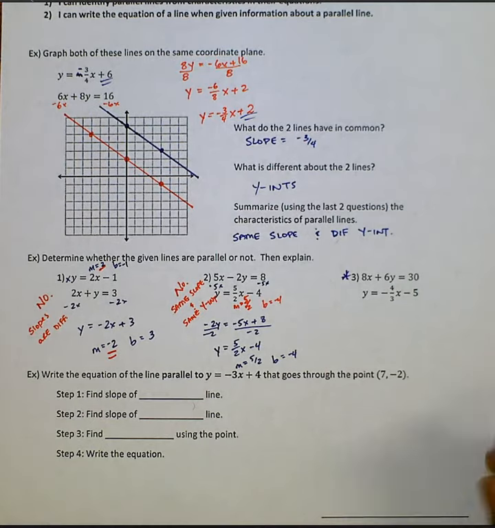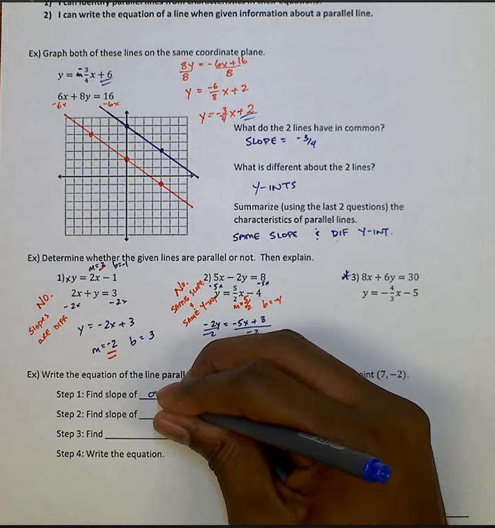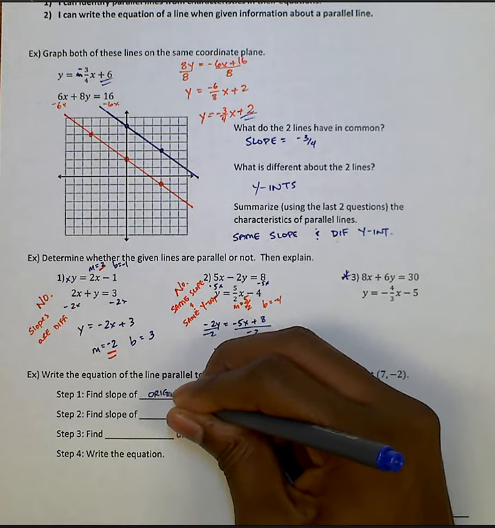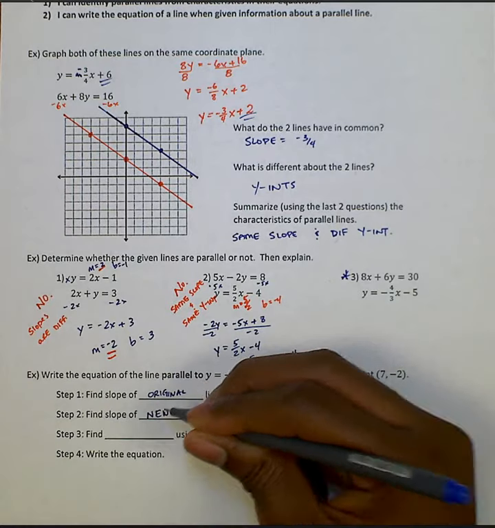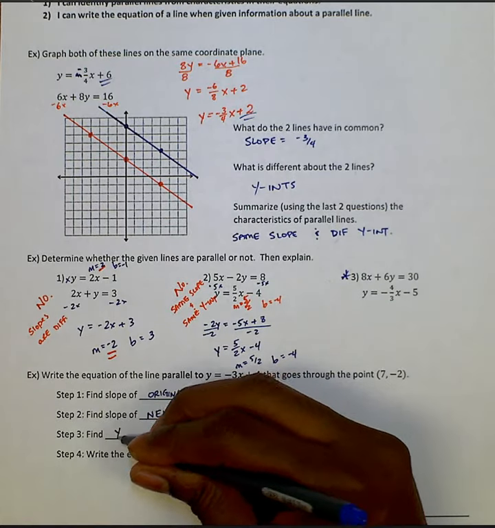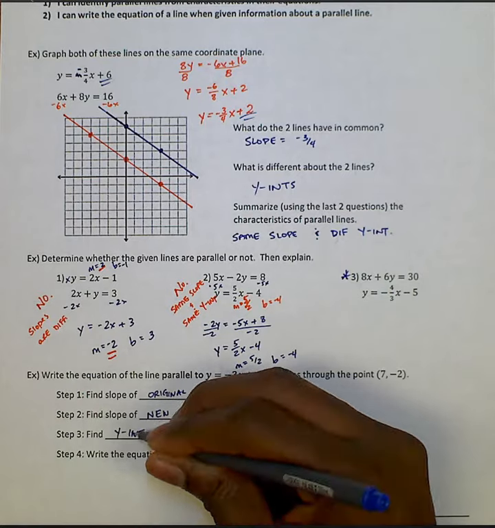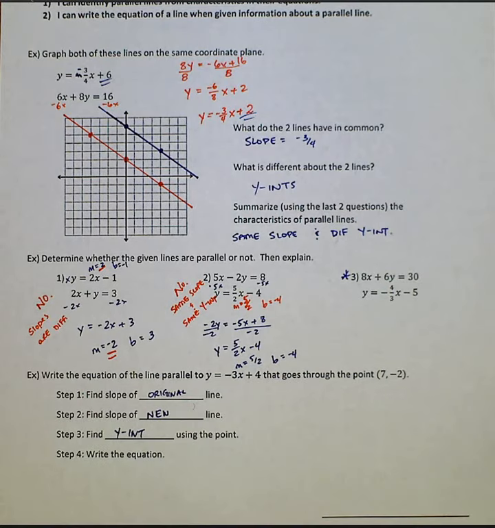We want to find the slope of the original line. We want to find the slope of the new line. And then we're going to find the y-intercept using the point that they gave us, and then write our equation. So, find the slope of the original line.